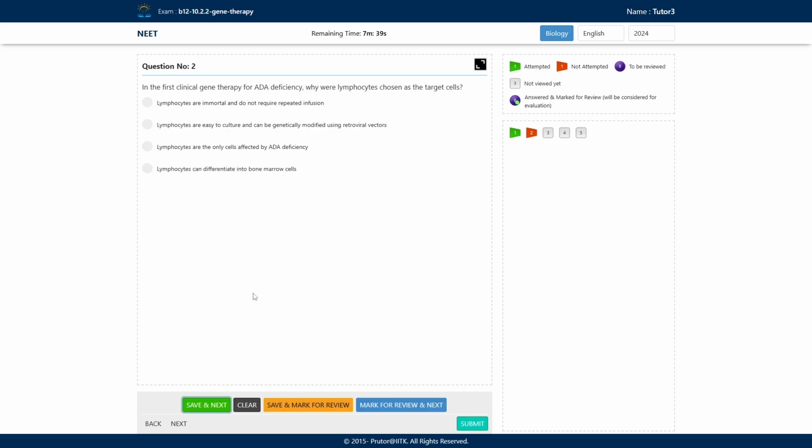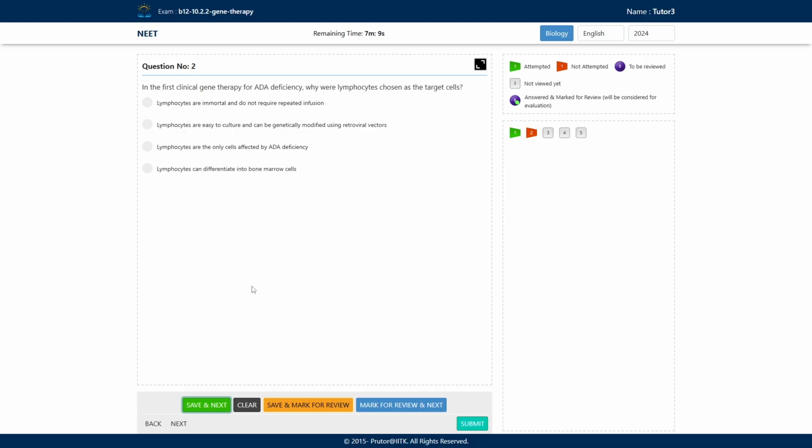Now what does the second question say? Second question says that in the first clinical gene therapy for ADA deficiency, why were lymphocytes chosen as the target cell? Why did we choose lymphocytes as the target cells? Why not other cells? So let's see. Lymphocytes are immortal and do not require repeated infusion. Okay, so this is not why we have chosen lymphocytes. This is one of the drawbacks.